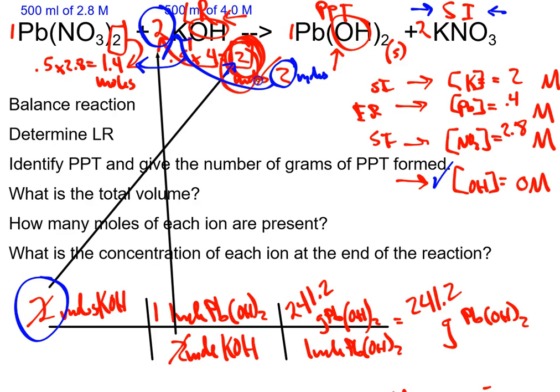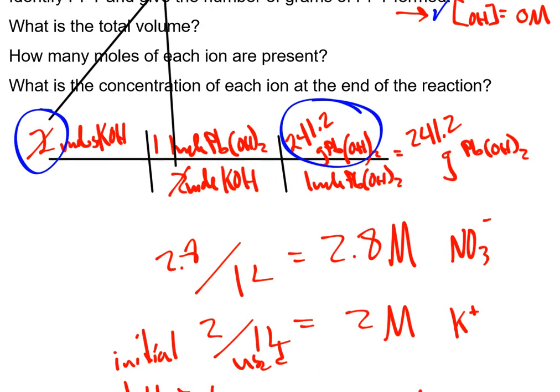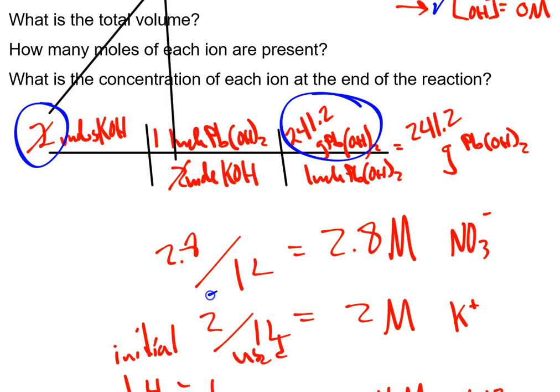We're going to do another one right after this. All right, so that 2 came from there. This 2 came from the coefficient. This is the mass of PbOH. The 2's just canceled out. It's 241. The total volume in this was nice because it was 500 milliliters plus 500 milliliters, which makes 1 liter. So the math was easy.